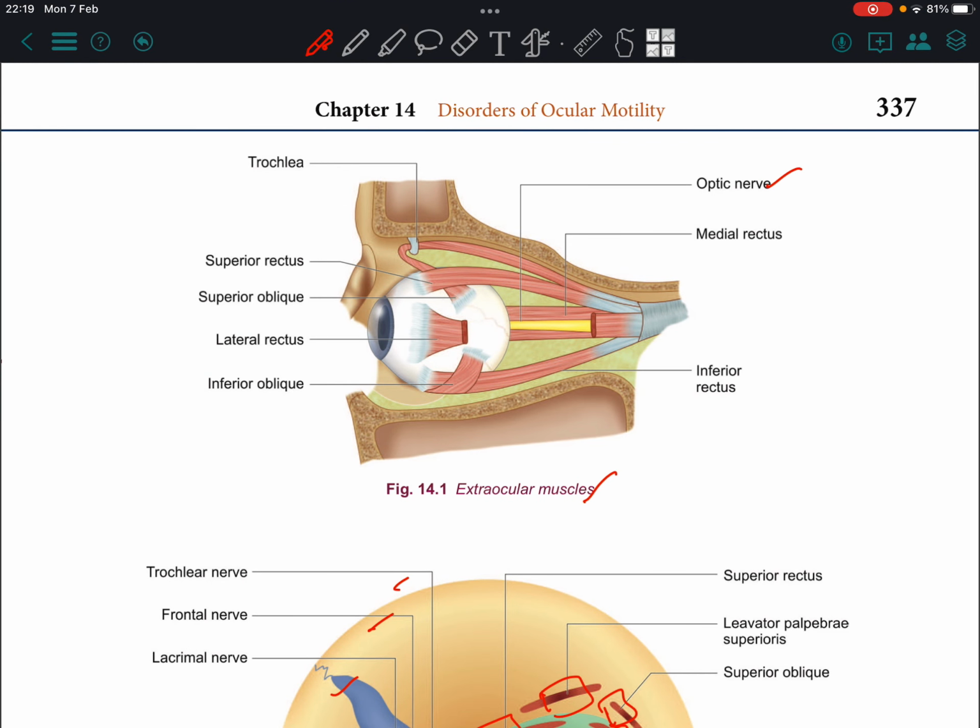Optic nerve, medial rectus, inferior rectus, this one is the medial rectus, inferior oblique, lateral rectus, superior oblique, superior rectus, then the trochlea.